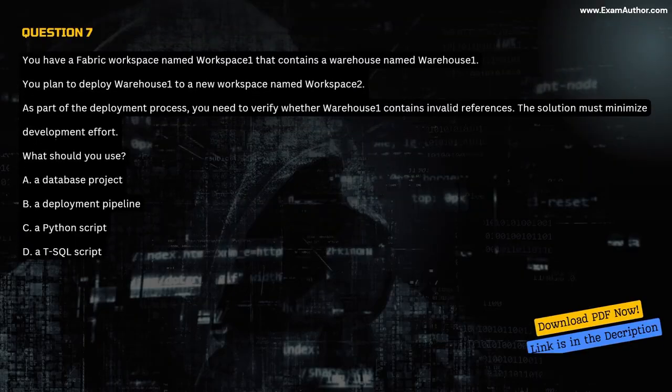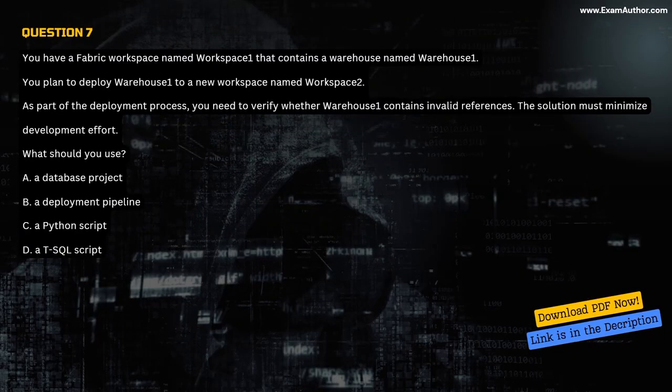Question 7. You have a Fabric workspace named Workspace 1 that contains a warehouse named Warehouse 1. You plan to deploy Warehouse 1 to a new workspace named Workspace 2. As part of the deployment process, you need to verify whether Warehouse 1 contains invalid references. The solution must minimize development effort. What should you use? A. A database project. B. A deployment pipeline. C. A Python script. D.